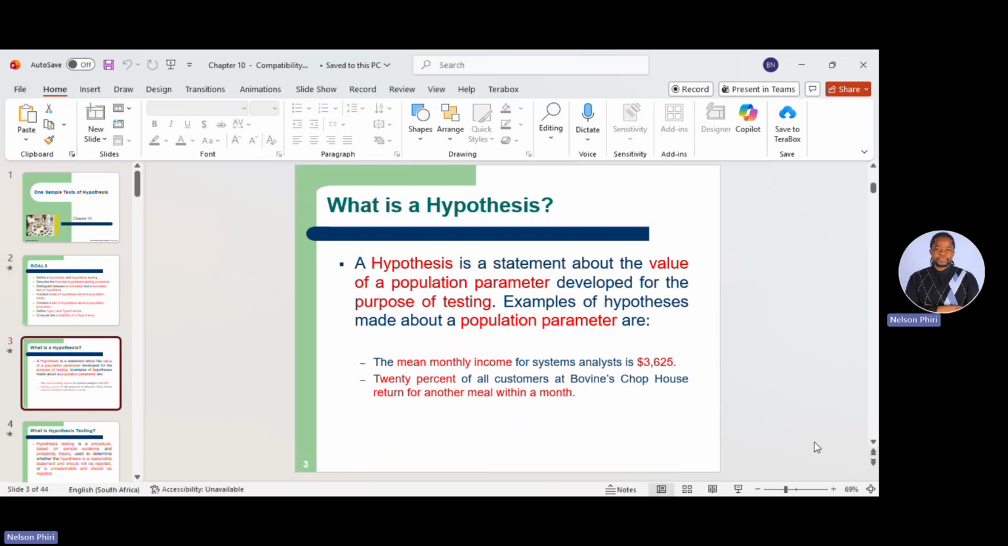So what is hypothesis testing? You're trying to test a statement about the value of a population. So in other case, you want to check if a particular assertion is correct or not. Then you carry out the hypothesis test. So there are examples of hypotheses about a population parameter that are made. For example, the mean monthly income for system analyst is 3,625. Then you have another hypothesis. That one is a proportion that 25% of all customers at Povin Chop House return for another meal. So all those statements have to be tested through hypothesis testing. You want to test if they are valid and if they hold.